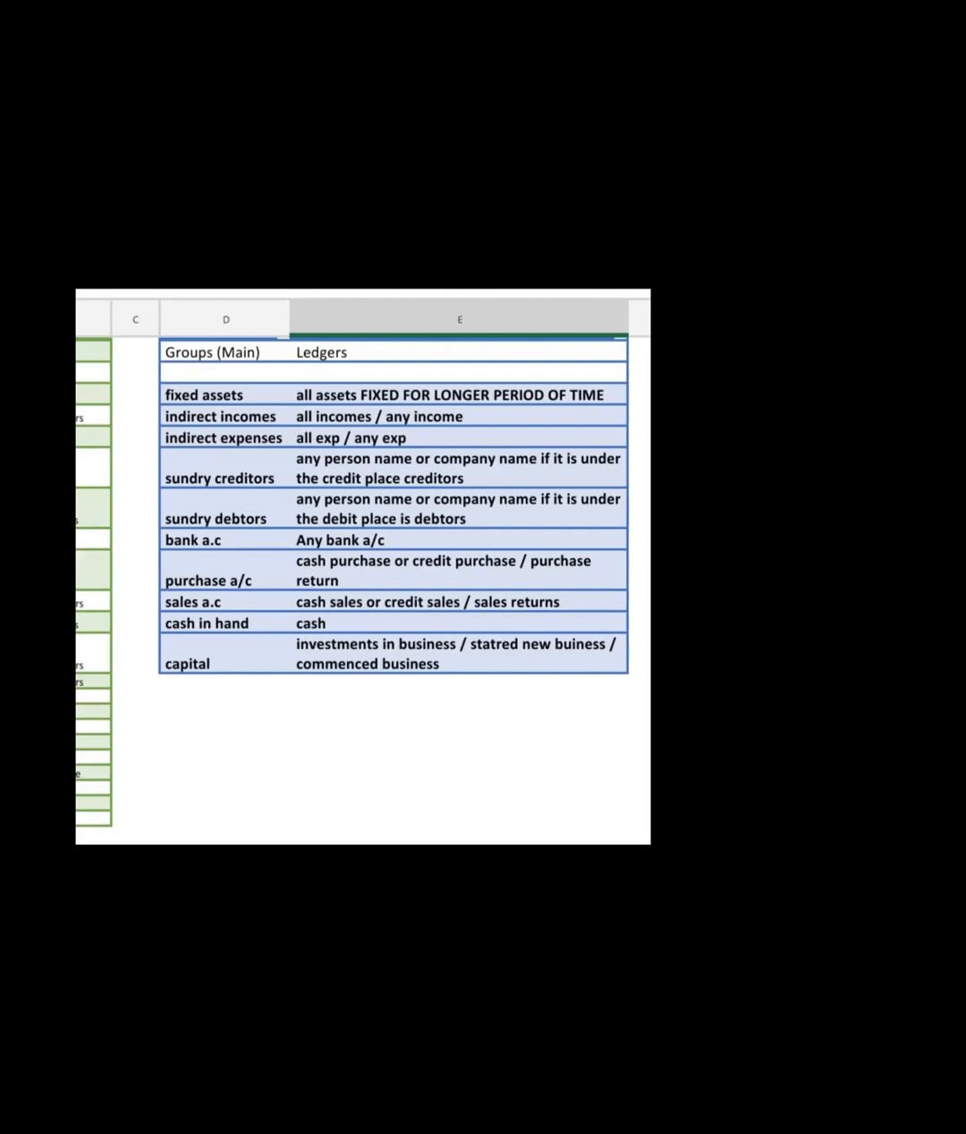Here you can see I have already mentioned certain groups. Maximum in Tally you can see these groups only. Here, fixed assets is one group. Whatever you take under fixed assets is a ledger. Fixed asset means something which is fixed for a longer period of time in any organization or company.